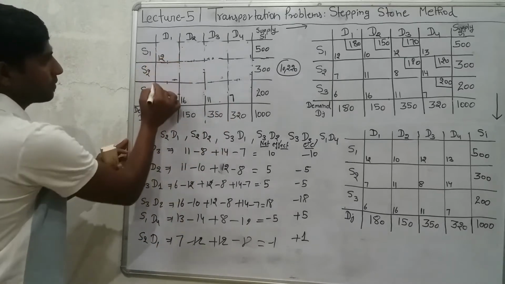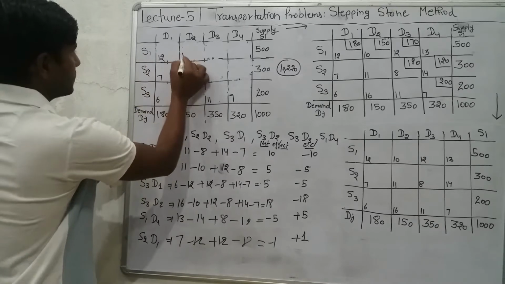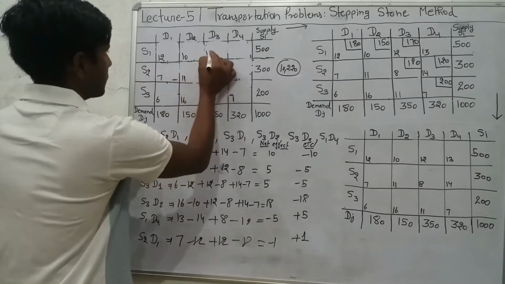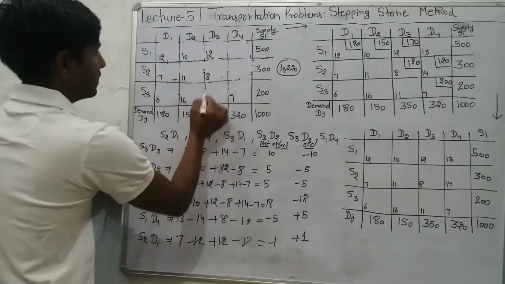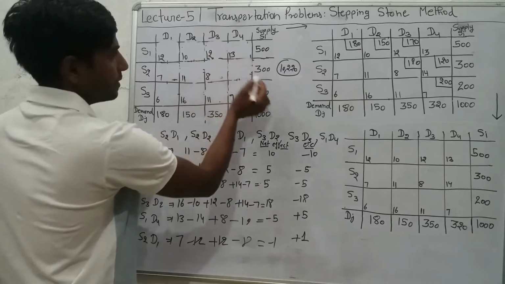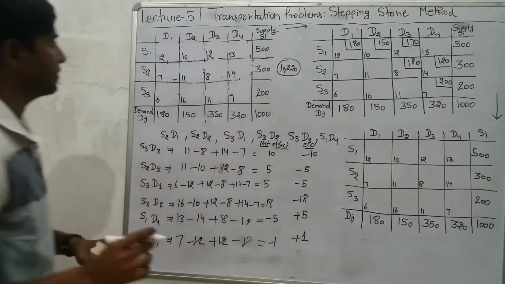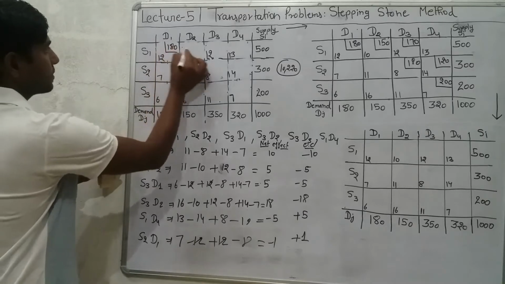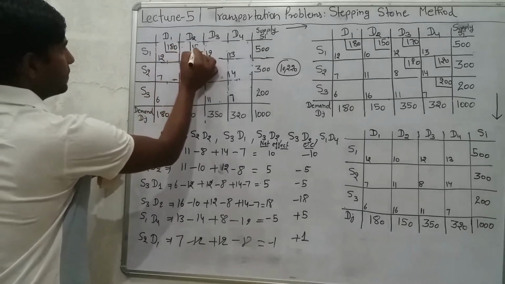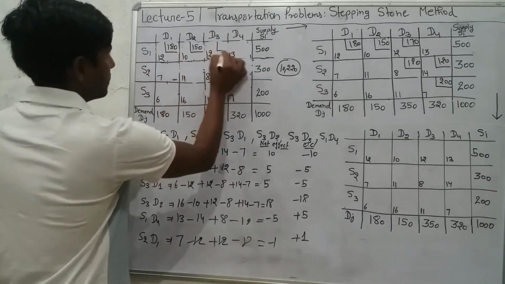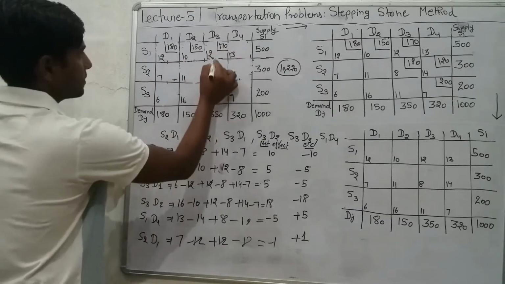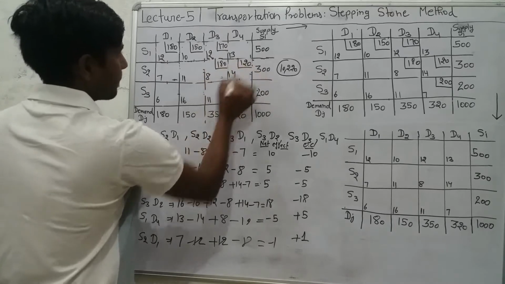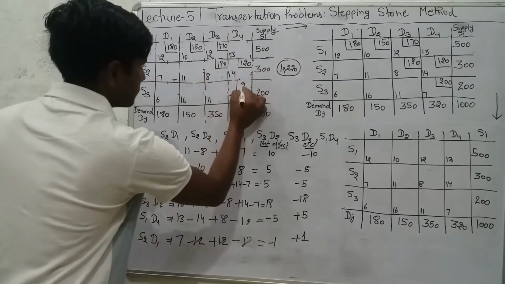It was 12, 7, 10, 11, and it was 12 again, 8, 11, 13, 14 and 7. Initial allocation was 180 units, 150 units and 170 units. In this it was 180 units, 120 units and 200 units.